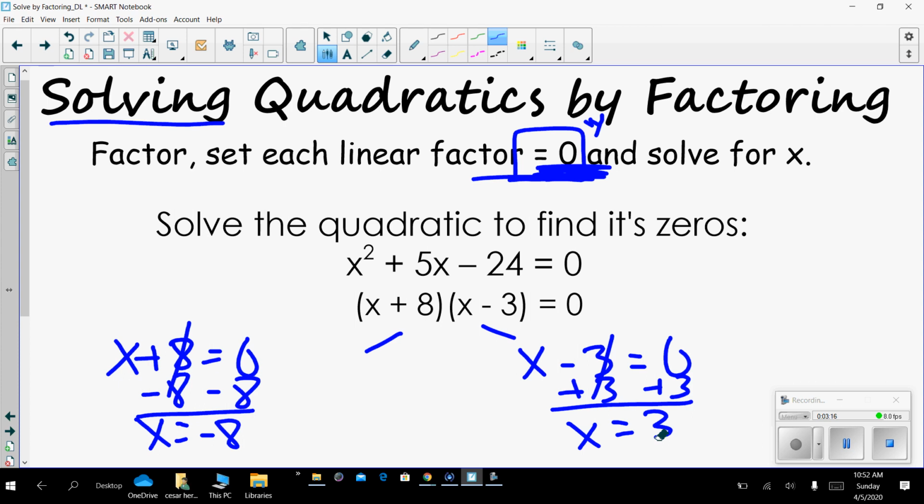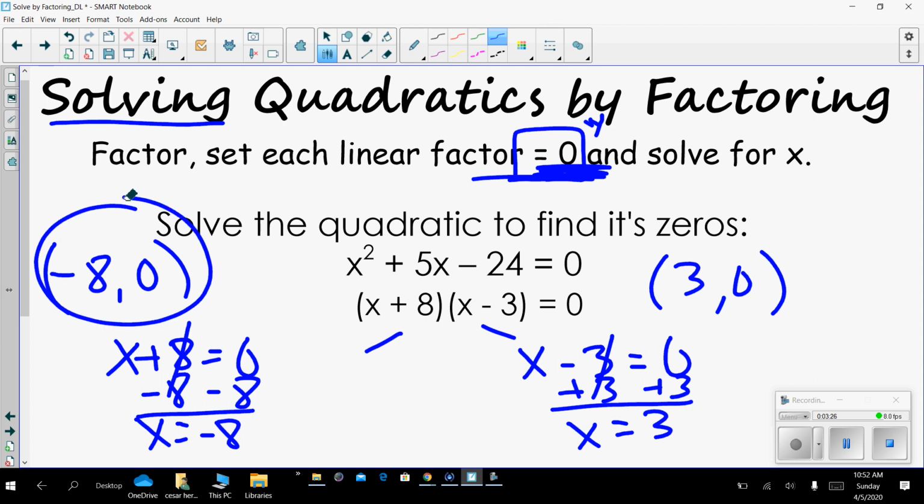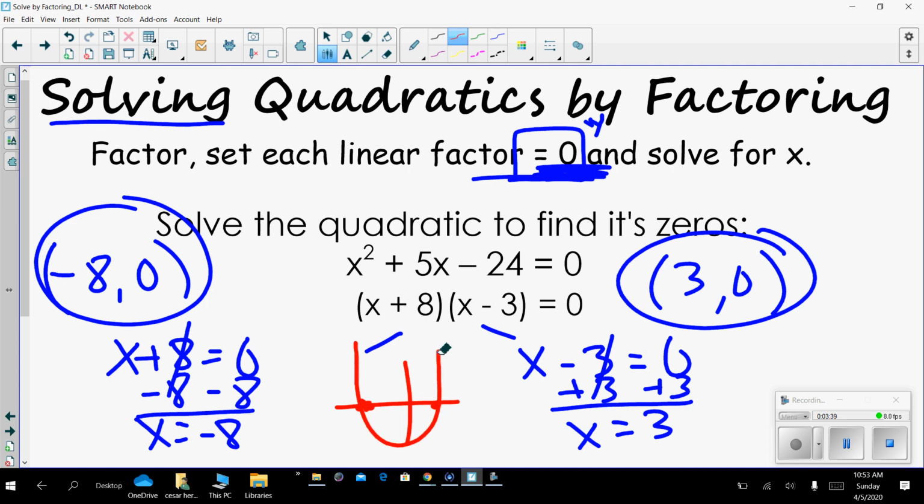Okay, if you want to write them as points, then it would be (-8, 0) and (3, 0). And again, what do these two points represent? They represent that if you were to graph your quadratic, you are going to be touching the x-axis at -8 and at 3. So you're going to have your quadratic function looking like that, crossing or touching the x-axis at -8 and at 3. That's what we mean by the zeros, because they cross or go through that point on the x-axis. Okay?